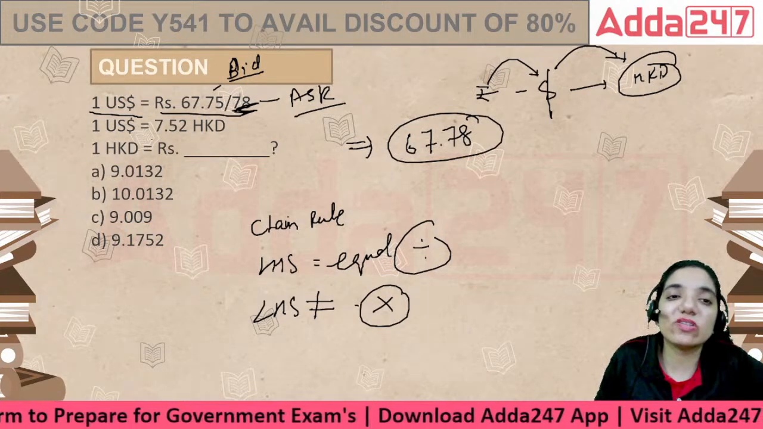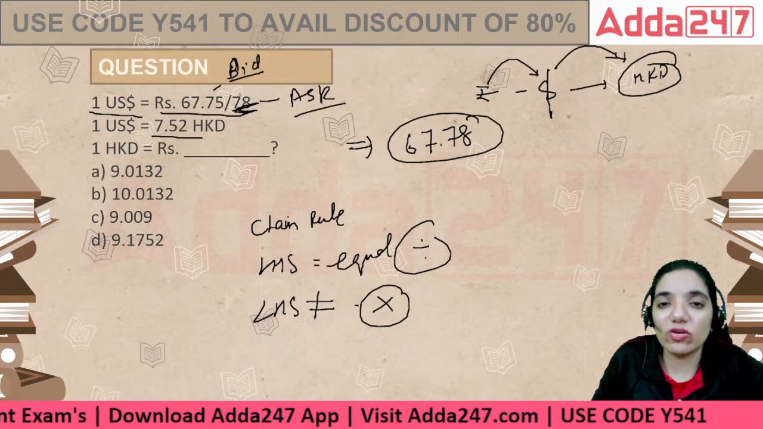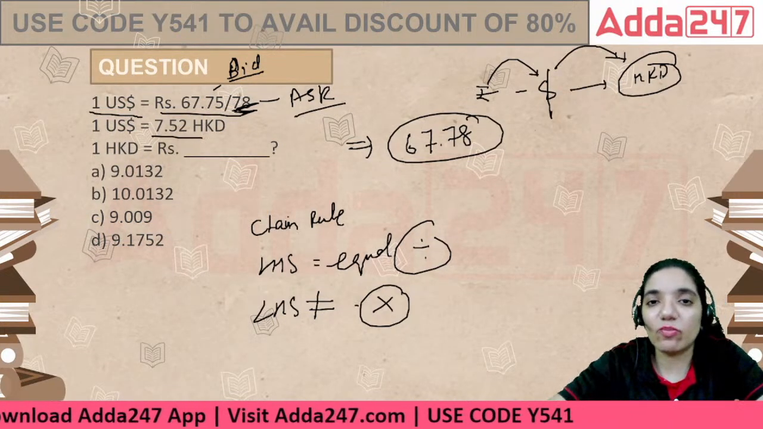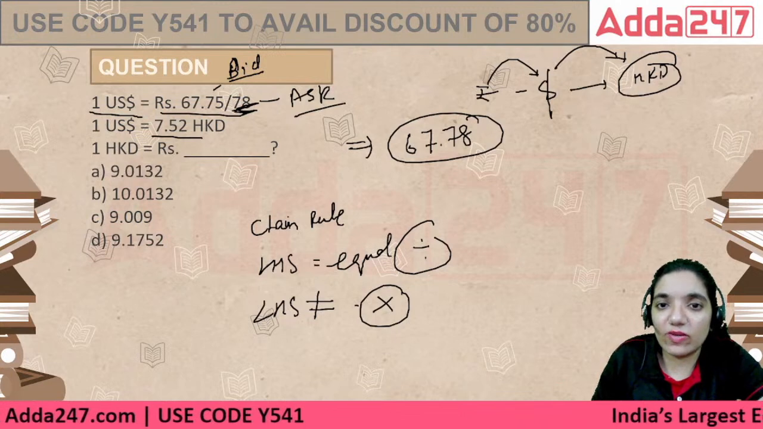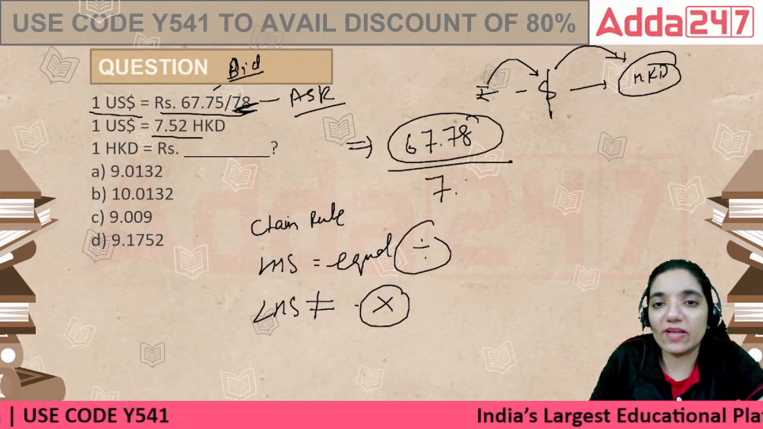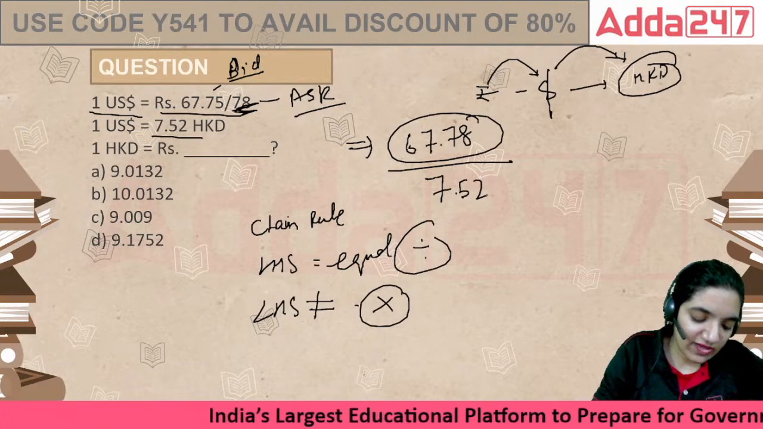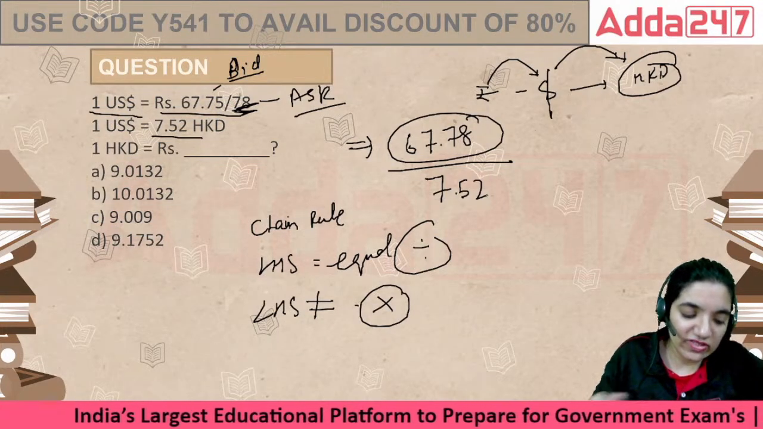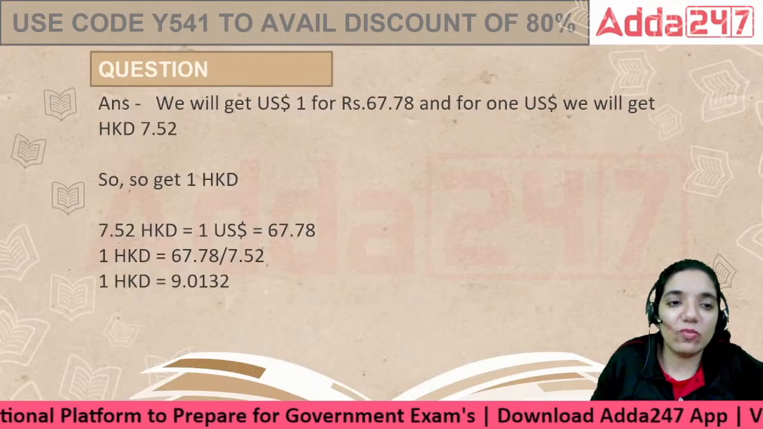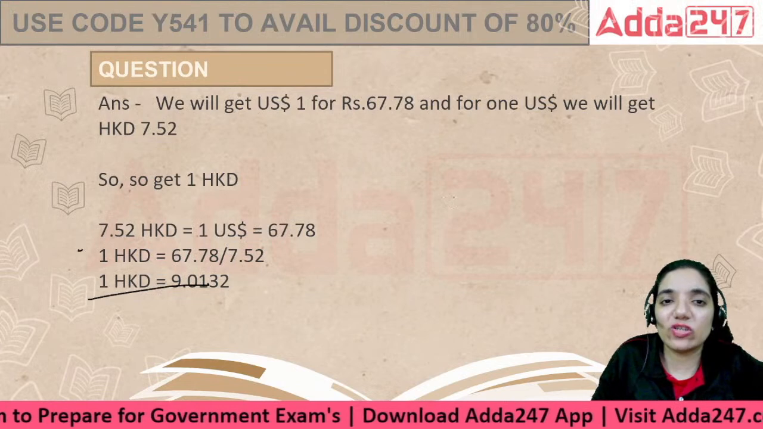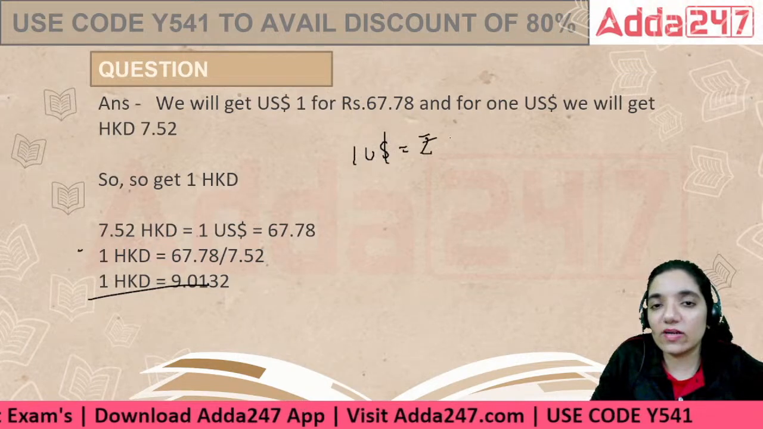This is the amount of US dollars that we are going to sell, and then we will buy the Hong Kong dollars. What is the amount of Hong Kong dollars? That is 7.52. So we'll be dividing 67.78 divided by 7.52. That gives us an amount of 9.0132. So that's the correct answer. So it is 9.0132.